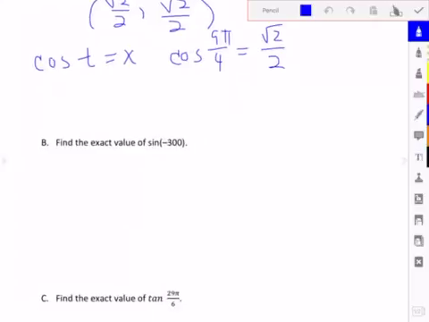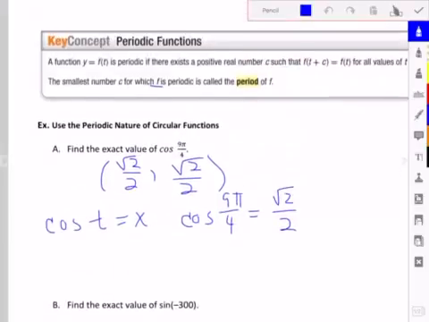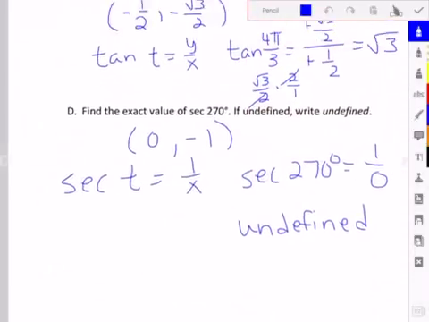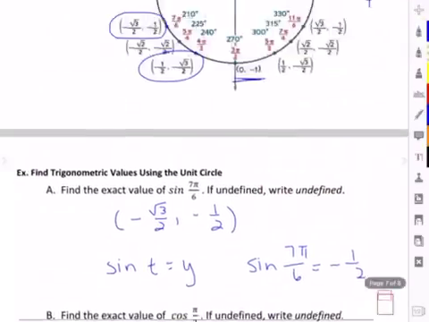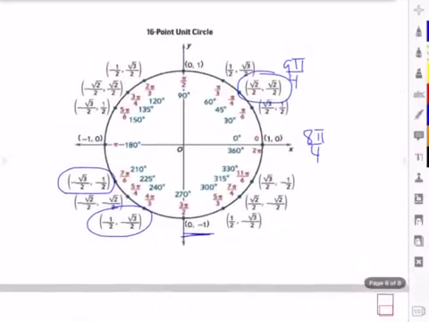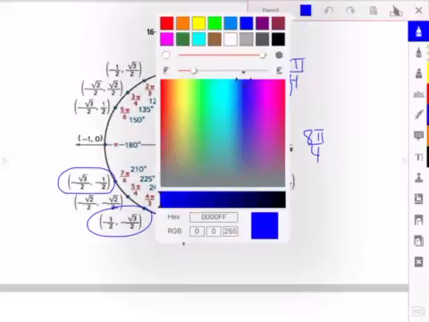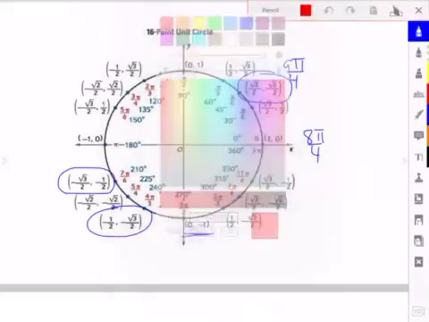Okay, let's do B here. We've got find the exact value of sine of negative 300. So again, I go up to my unit circle. You see why I want you to have this memorized? Okay, so we don't have any negative values, but we can find the coterminal angle that would correspond with negative 300. Remembering that for negative, we go in the clockwise direction.